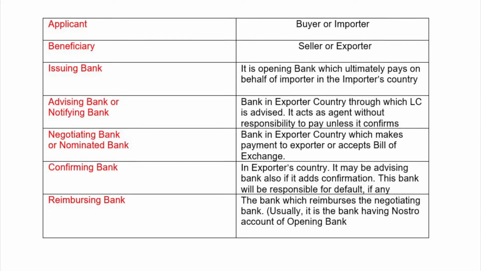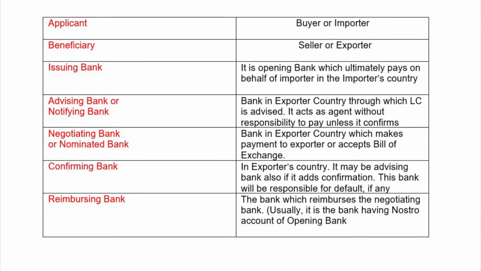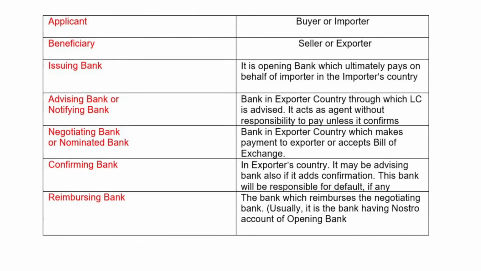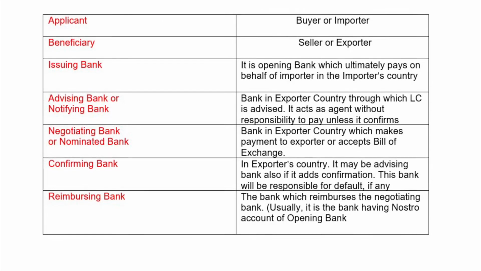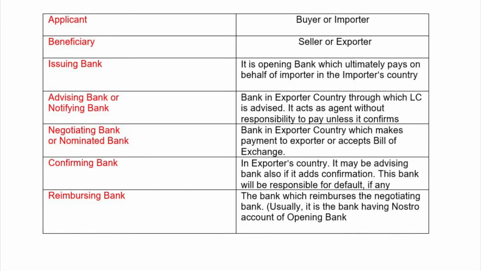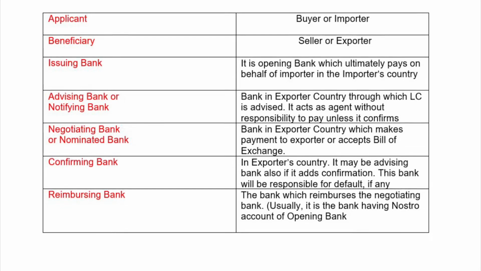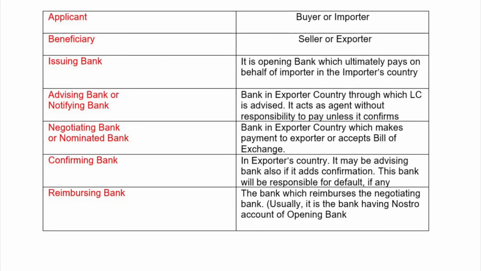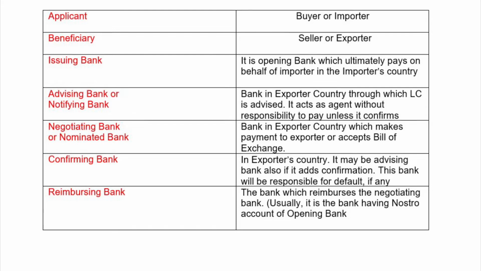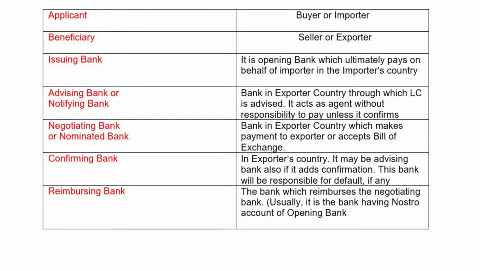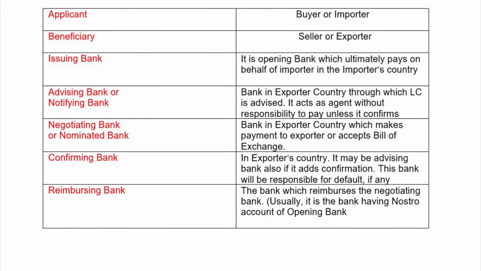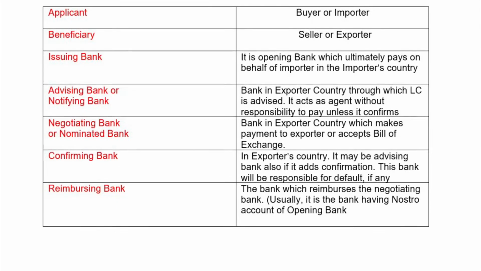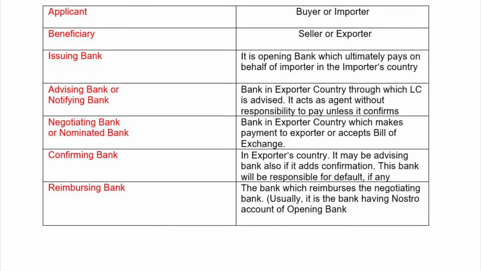And next one is the reimbursing bank. Usually the issuing bank, that is the buyer's bank, will maintain one nostro account with a bank in a foreign country. That bank is called the reimbursing bank. This bank will pay the negotiating bank on behalf of the issuing bank. There is another party called the reimbursing bank to maintain the nostro account in foreign currency.